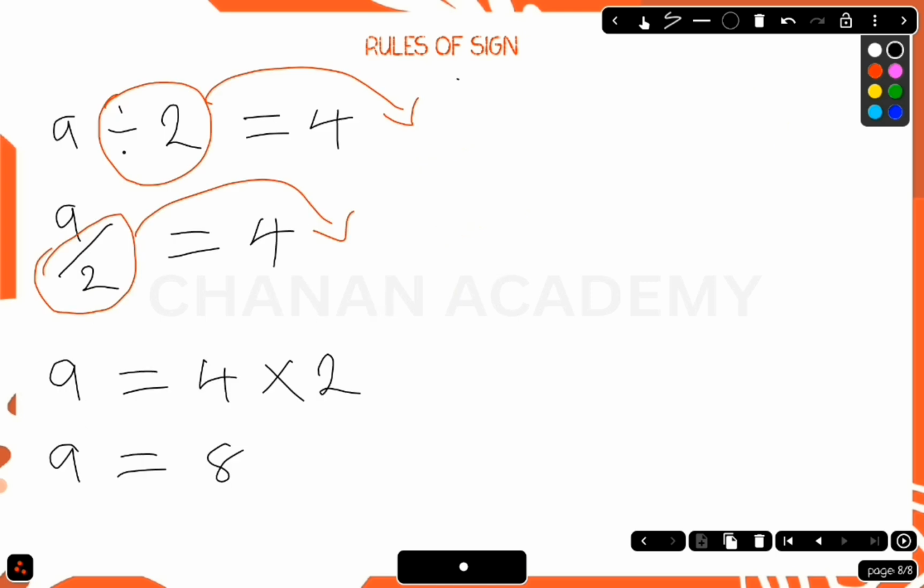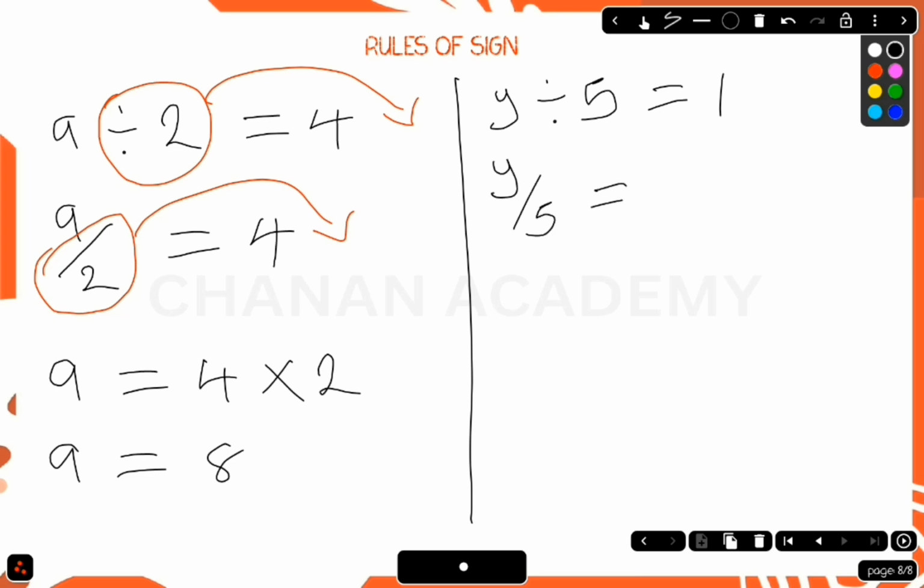Let's take another example. If we have y divided by 5 equal to 1, which can also be written as y over 5 equal to 1, following the same rule, if division is crossing the equality sign, it becomes multiplication. So we have y is equal to 1 multiplied by 5. So y is equal to 5. So this is our answer.